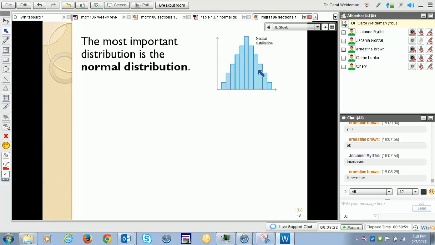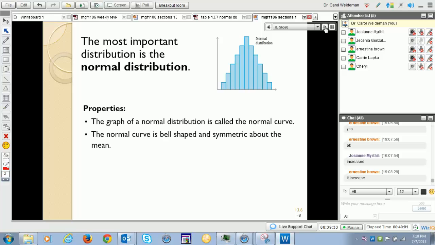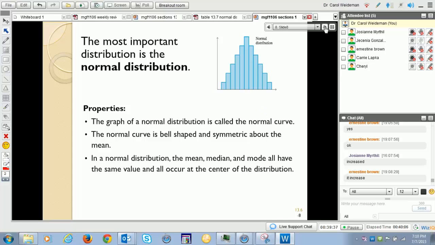And the most important distribution that we're going to learn about in this section is the normal distribution. It's unimodal, 1 peak. If I folded it down the middle and put the 2 sides on top of each other, they're symmetric. Okay, normal curve. It's bell-shaped. Think about a bell. Symmetric about the mean. In the normal distribution, the mean, the median, and the mode are all in the middle, right here.